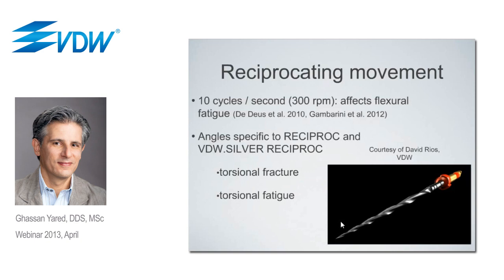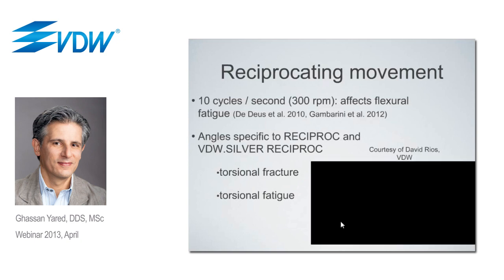Now, I will show you here a video just to show you the reciprocating movement. So the speed that is used is around 300 RPM. The instrument will make 10 cycles per second. A cycle is one counterclockwise rotation and one clockwise rotation to the angle that is set on the motor. So that is one cycle. So the motor will rotate the instrument 10 cycles per second, so it is quite fast.